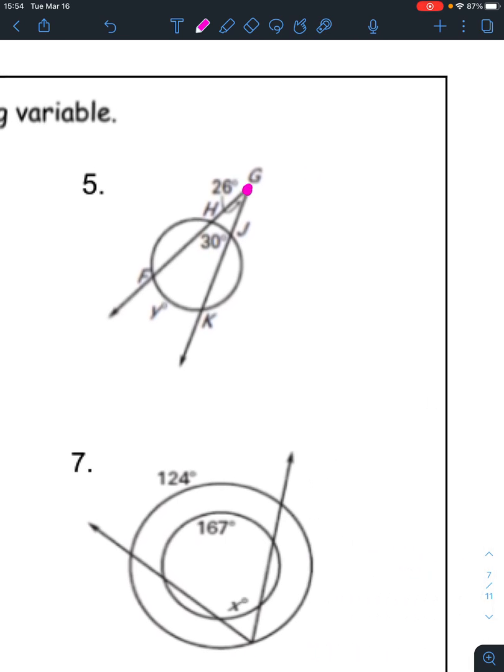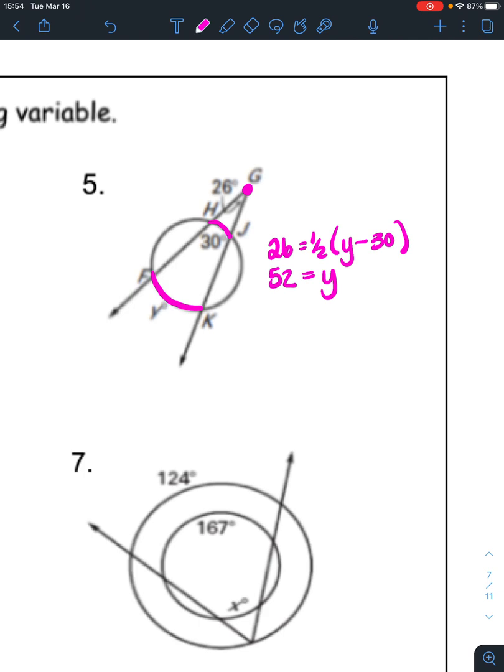So on number 5, again, notice where your angle is. Your angle's vertex is outside. That means you need 2 angles to subtract, or 2 arcs to subtract. So I have my y arc and my 30 arc. Well, the rule is that the angle is equal to half of the difference. So the big arc minus the little arc.